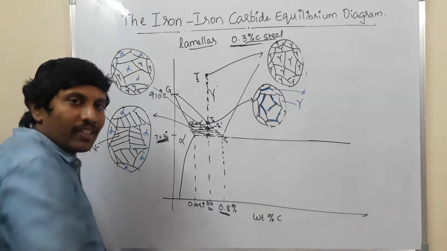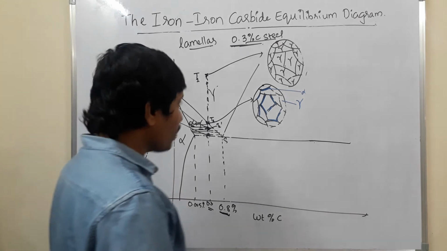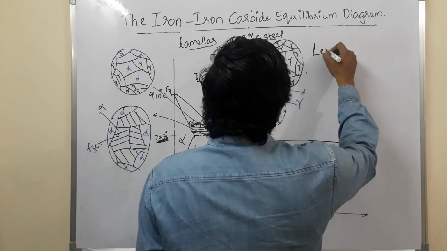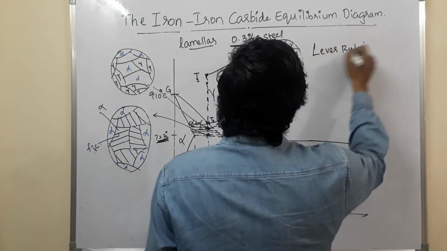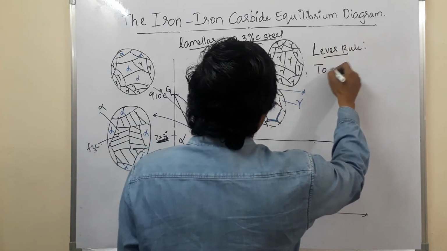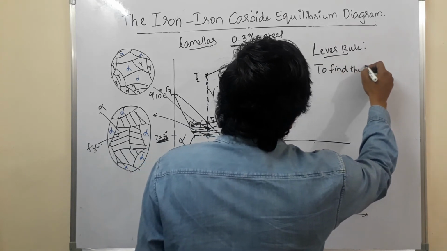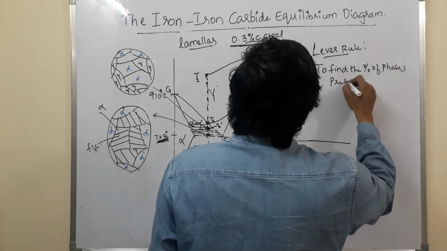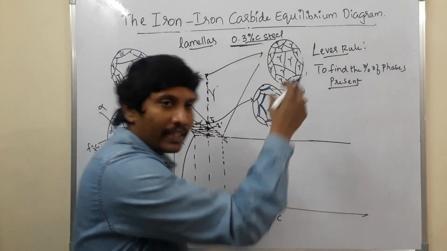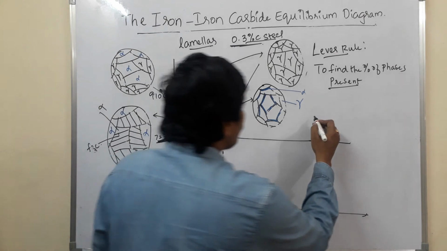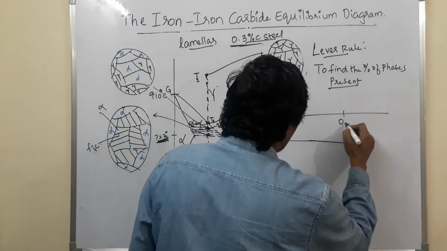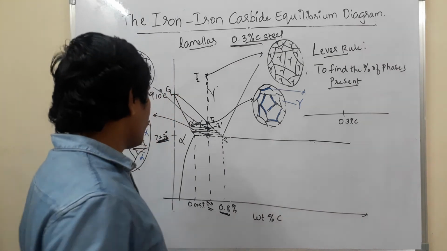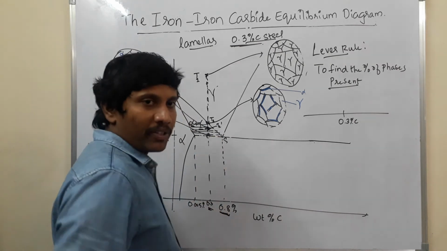Alpha plus Fe3C. So if I apply lever rule to find the volume percentage of phases present in the microstructure, I'm taking 0.3 percentage carbon. So this is 0.3 percentage carbon.